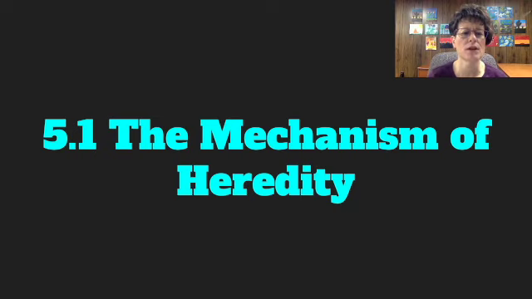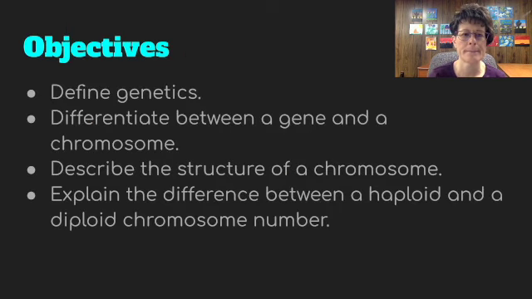The first section of Chapter 5 is about genes, chromosomes, and cell division. So let's first talk about subsection 5.1, the mechanism of heredity. Our objectives are to define genetics, differentiate between a gene and a chromosome, describe the structure of a chromosome, and explain the difference between a haploid and a diploid chromosome number.